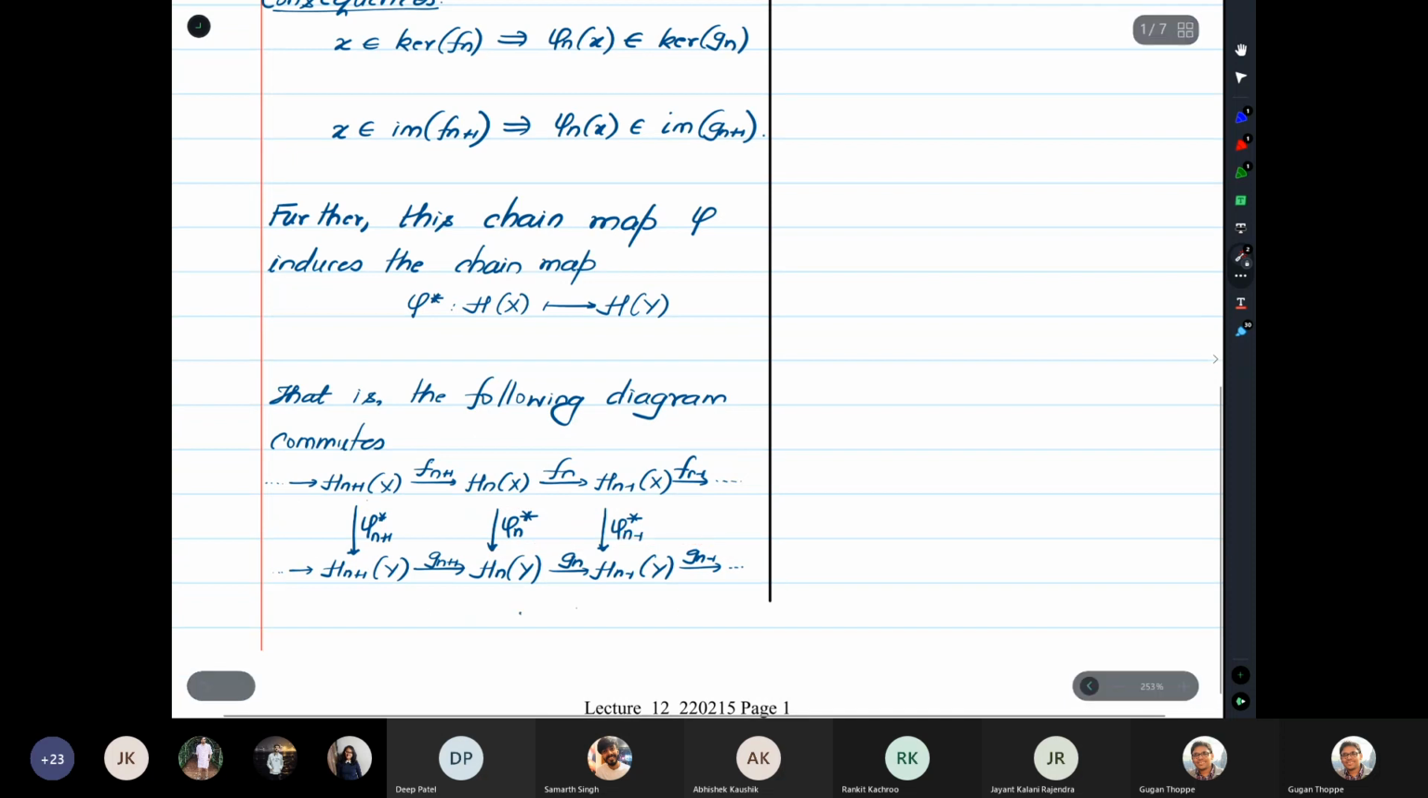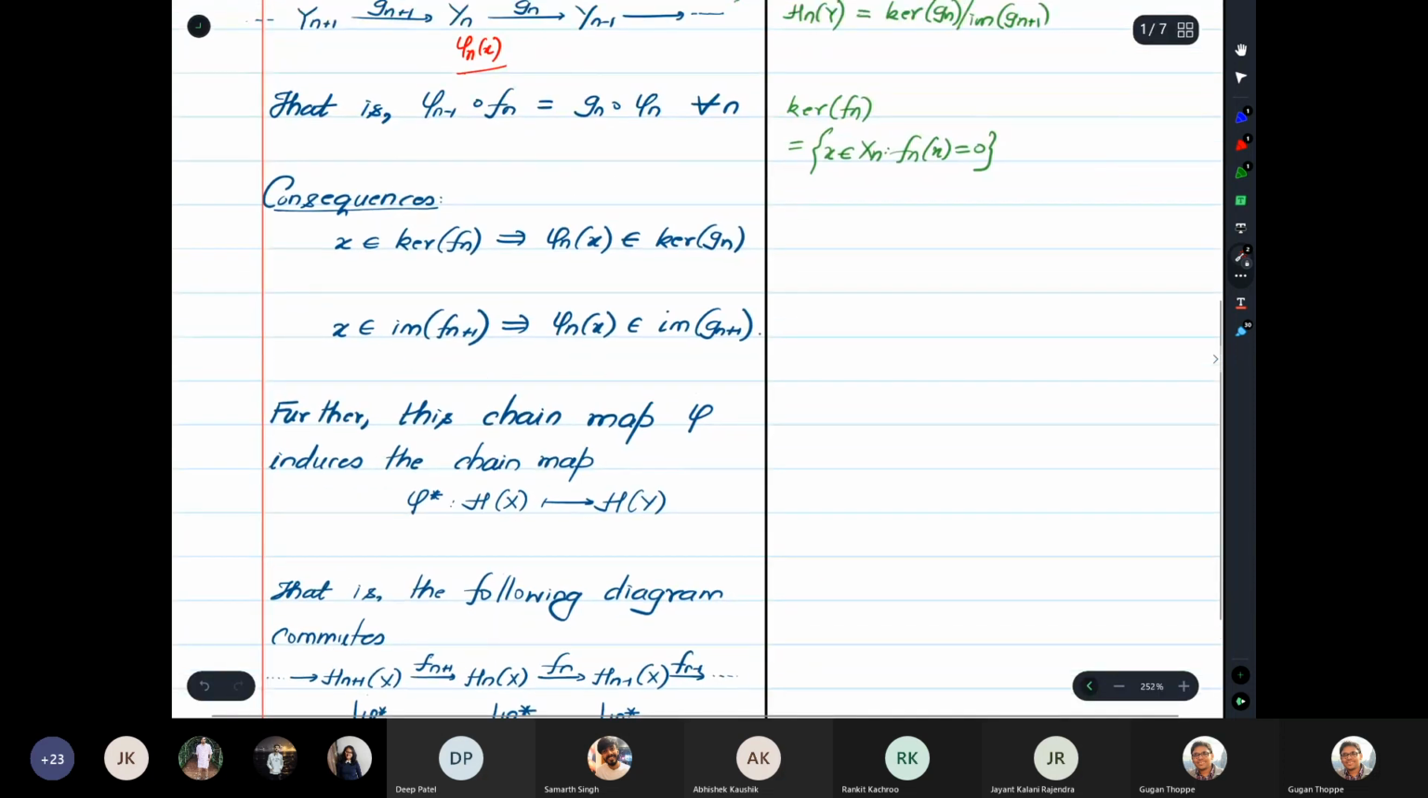right? And this phi star represents a sequence of functions, phi n plus 1 star, phi n star, phi n minus 1 star. So there is a phi k star for every k. And this phi n star goes from hn of x to hn of y. And the claim is that this diagram, okay, also commutes, right? This is what is the claim, right?